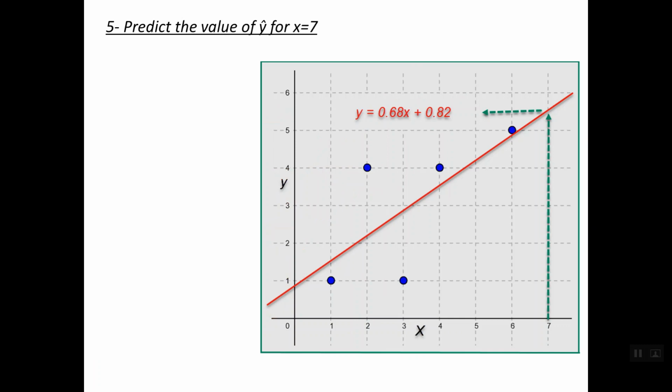The fifth part of the question asks to predict the value of y hat for x equal to 7. Notice that x equals 7 does not belong to the defined set of x values, and it is outside the range of the defined values of x. So we are saying that we are making an extrapolation.